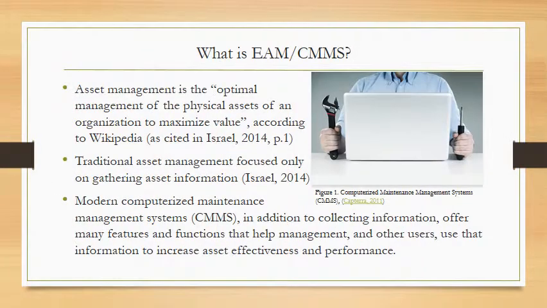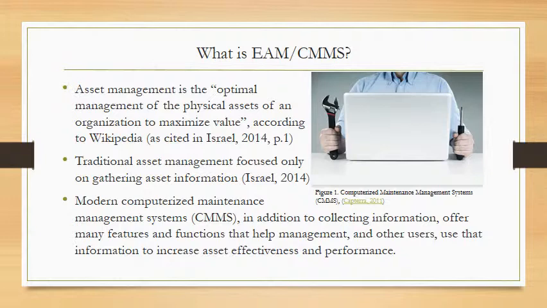First of all, let's see what EAM CMMS is. According to Wikipedia, asset management is the optimal management of the physical assets of an organization in order to maximize value. According to this simple definition, it is important to note that the traditional approach to asset management has been primarily focused on gathering asset information.